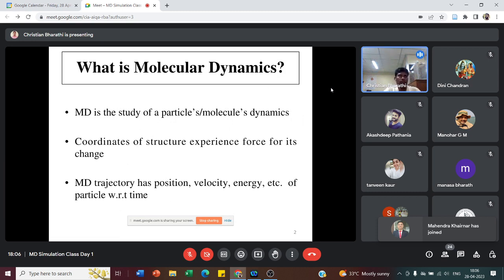Yes. I'm going to start with what is molecular dynamics. So what is molecular dynamics? Molecular dynamics is the study of a particle or molecule using computational methods. Using that we are trying to study the molecule's conformation and the molecule's behavior during the simulation. So there are many properties that can be analyzed through MD simulation.